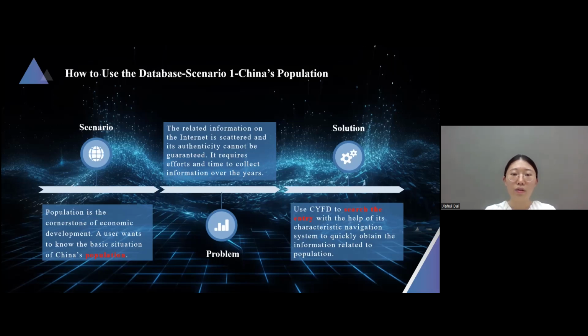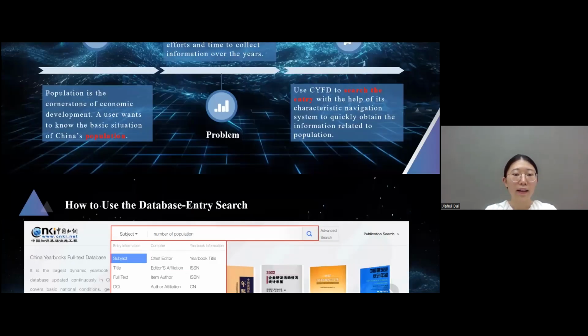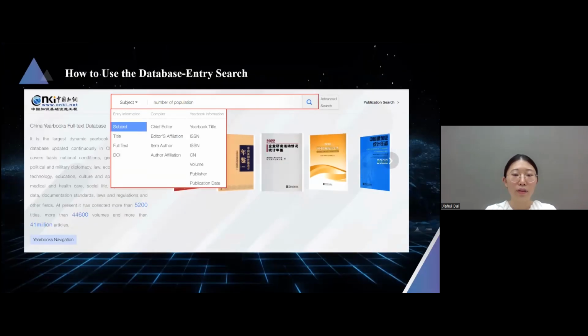Then what should we do? We can use CYFD to search entries with the help of its characteristic navigation system to quickly obtain the information related to population. Next, I will show you entry search.